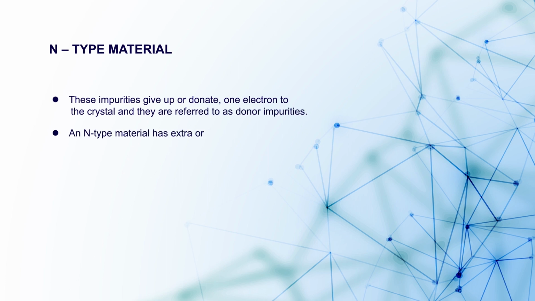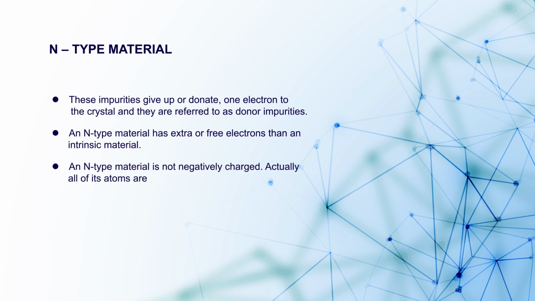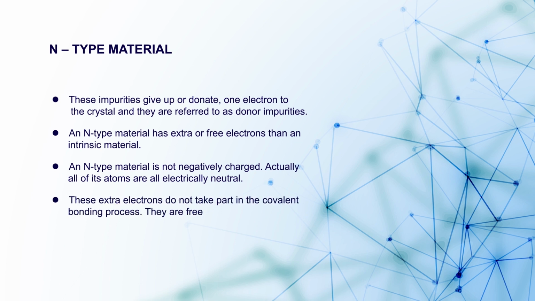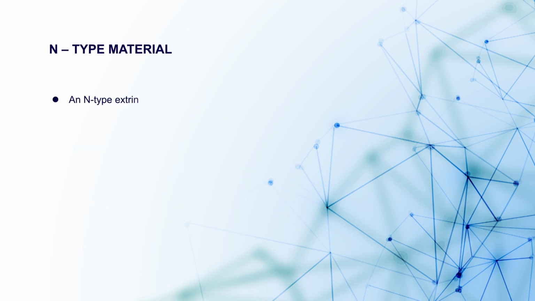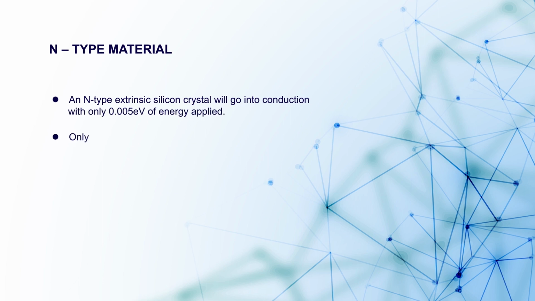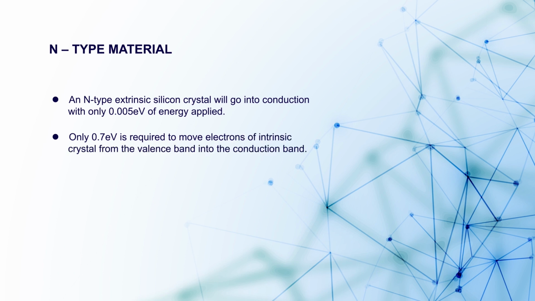An n-type material has extra or free electrons compared to an intrinsic material. An n-type material is not negatively charged. Actually, all of its atoms are electrically neutral. These extra electrons do not take part in the covalent bonding process. They are free to move about the crystal structure. An n-type extrinsic silicon crystal will go into conduction with only 0.005 electron volt of energy applied. So, 0.7 electron volt is required to move electrons of intrinsic crystal from the valence band into the conduction band.